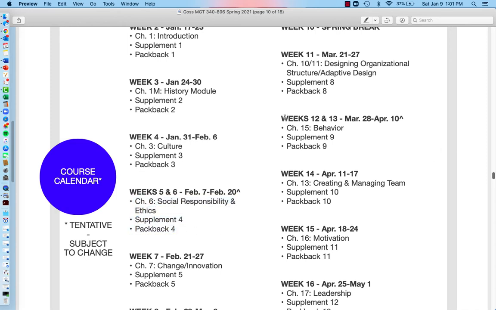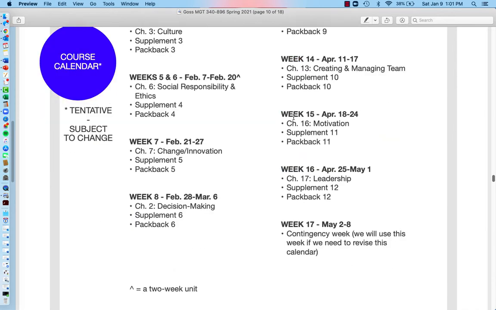three things. And then also weeks 12 and 13, from March 28th through April 10th. That's a two-week period as well. It opens March 28th and it closes April 10th. So you've got two weeks instead of just one on both of those occasions, weeks 5 and 6 and weeks 12 and 13. Otherwise, everything is one unit per week with a chapter, a supplement, and a Packback.